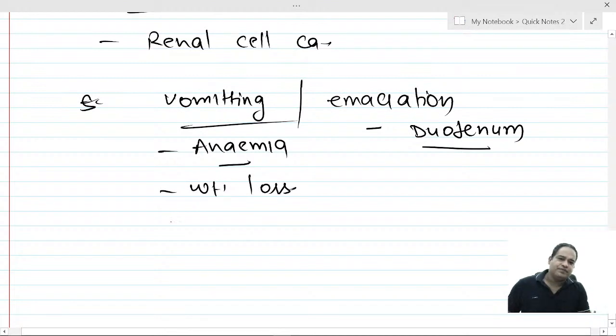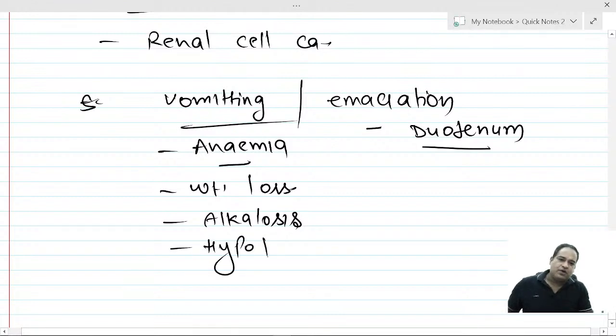Weight loss. Fine. Acid will be thrown out, so your patient may land up in metabolic alkalosis. Potassium will be lost, so your patient may develop hypokalemia. These are all the symptoms.